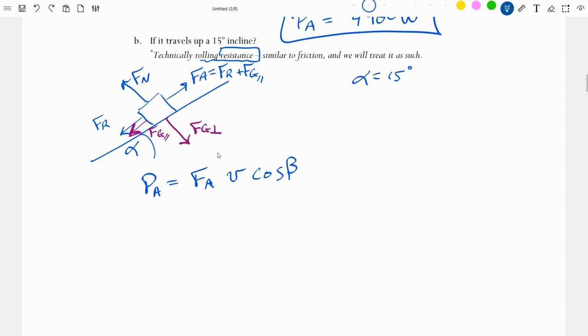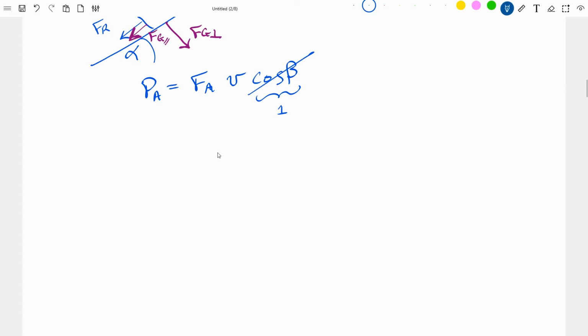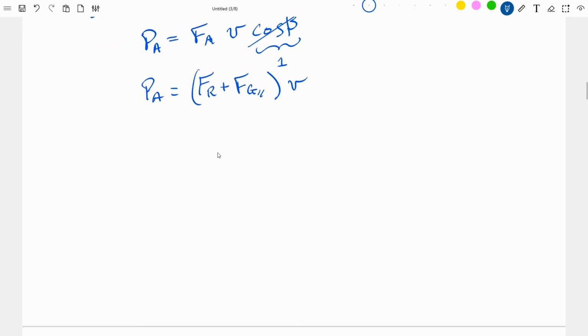Let's be a bit sloppy here. I'm forgiving on stuff like this. Cos of beta, cross it out, and maybe I'll just put a reference here that this is numerically equal to 1. So cos of 0 is 1. Power applied is equal to the applied force. Now remember, in size, we're saying that the applied force is the same size as the rolling resistance alongside its helper force of gravity parallel component. So together, that is equal to the applied force times the speed times the cos of beta, which I've already neglected because it's just numerically 1.